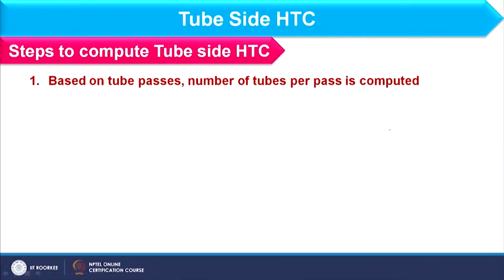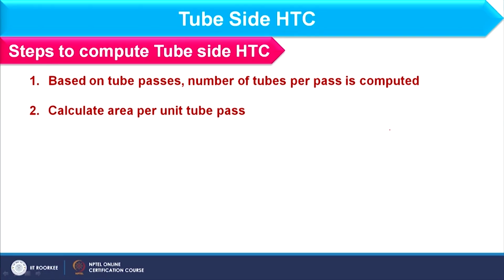Now, here we will consider the different steps which are used to find out the tube side heat transfer coefficient. The first step is, based on the tube passes, the number of tubes per pass is computed, okay, because you already know the number of tubes, you have already decided the passes. So, you can find out how many tubes are falling in a single pass, right. And then you have to find out the cross sectional area per pass. Okay. How can you find that?